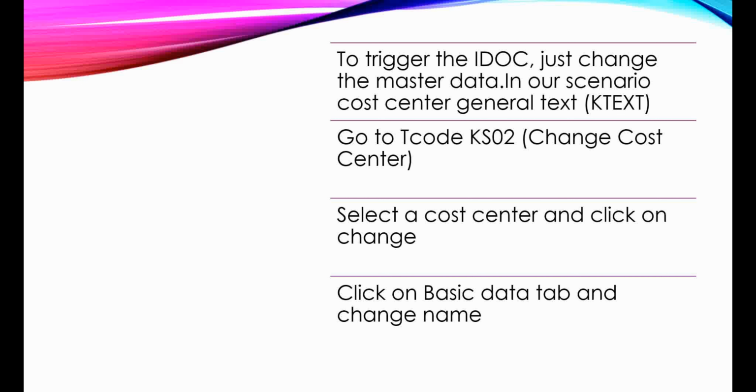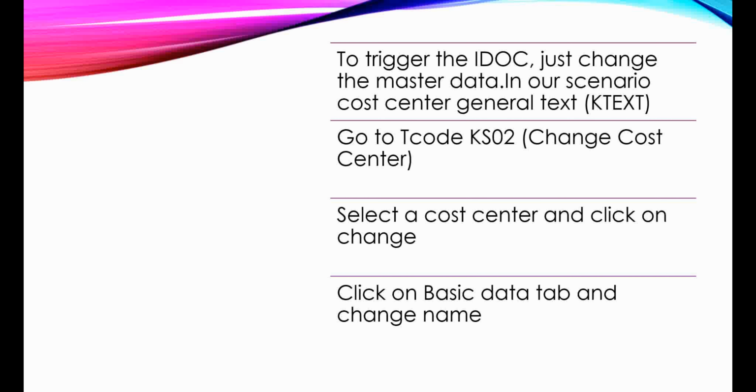To trigger the IDoc, we just have to change the master data. Inside the master data, we have to change a particular field. We are testing with the cost center name. That field name is KTEXT. To change the cost center, as we discussed before, we have to go to transaction KS02. There we can see the screen with the change cost center option. In that screen, we have different tabs. We have to select the basic data tab. Once we select it, we can see the KTEXT with the description, name, and cost center name.